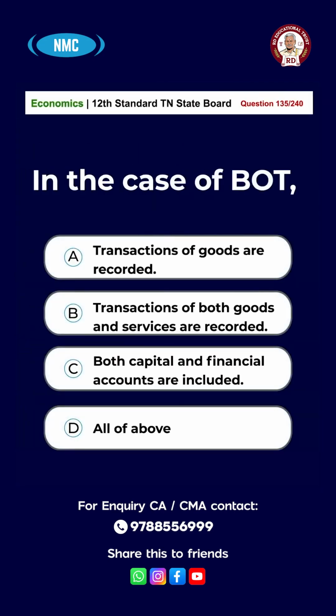Question number 135. In case of BOT, A. Transactions of goods are recorded. B. Transactions of both goods and services are recorded. C. Transactions of both goods and services are recorded. D. All the above. The answer is option A. Transactions of goods are recorded.